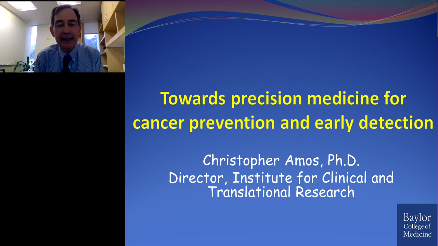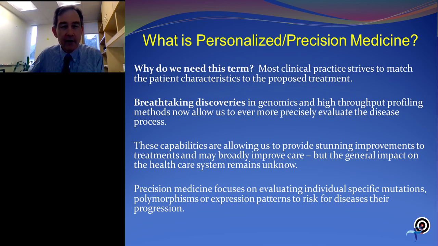So I've slightly changed the title, although I will be covering the topics that were discussed. The title is Toward Precision Medicine for Cancer Prevention and Early Detection. So what is precision medicine and why do we use this term?